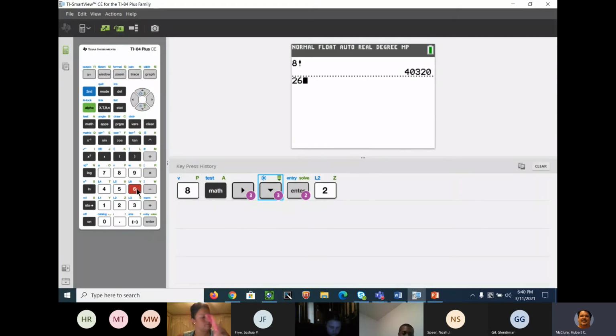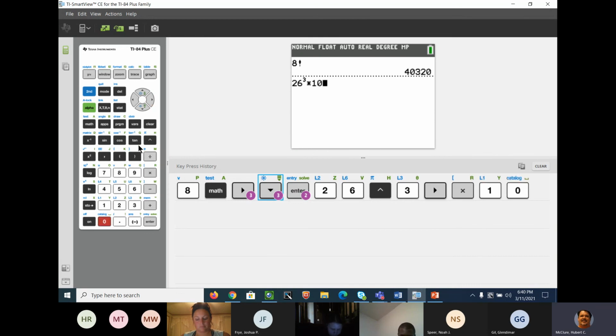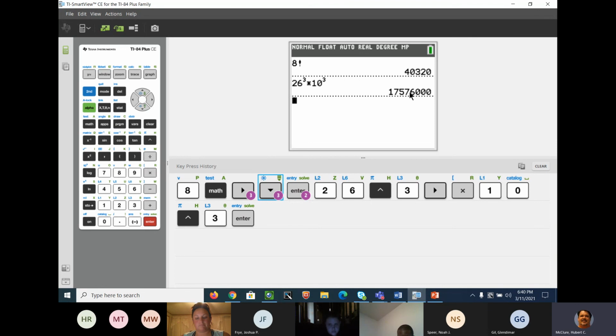26, X to the Y, or caret symbol, 3, move to the right, times 10, caret symbol, 3. So how many license plates can we make? 17,576,000. That's a bunch of license plates.